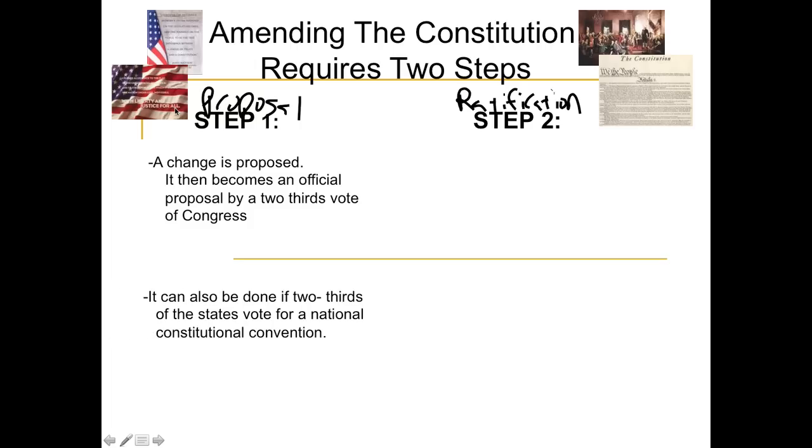You can also do this if you have a 2/3 vote by all of the states to hold a national constitutional convention. And if that were to happen, we would basically throw out most of the Constitution and start from scratch. Obviously, that has never happened and more than likely will not, even though a few states tried it last year with a balanced budget amendment that would require the budget to be balanced every year. Because most states have it, they thought they could pass it this way, but it hasn't gone anywhere yet. So this top one right here is the only one that we've ever used on the proposal side of things.